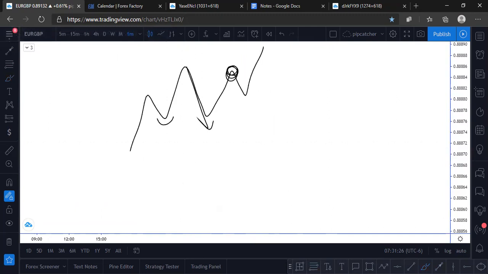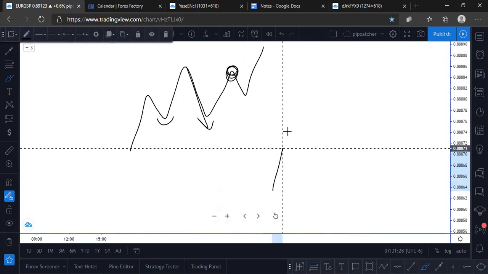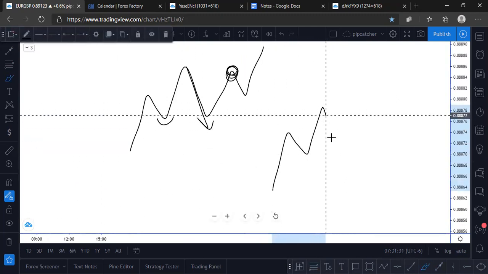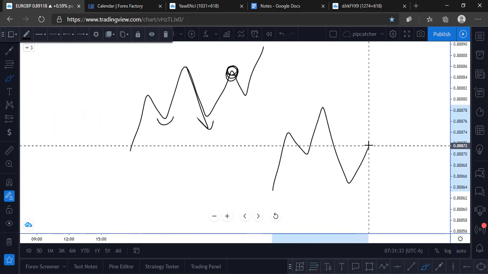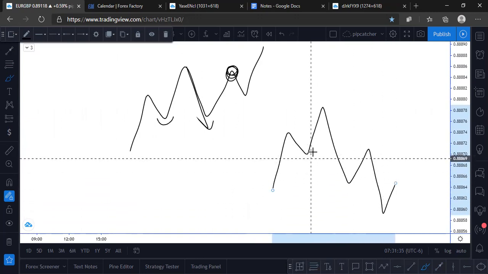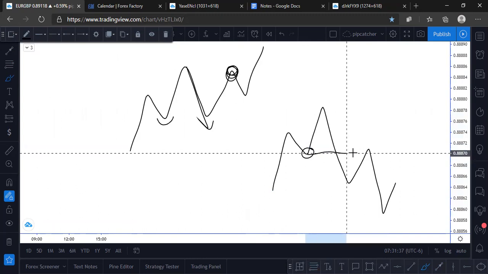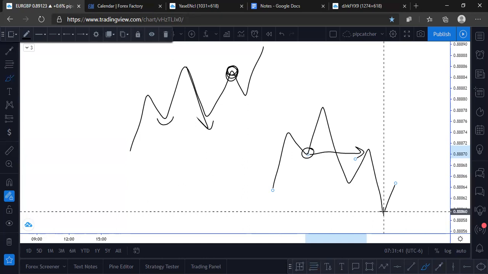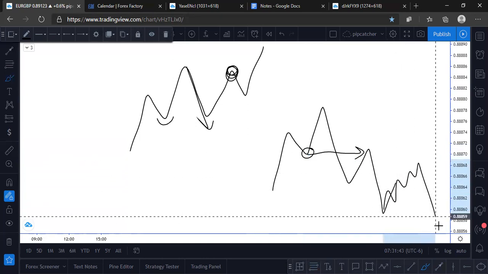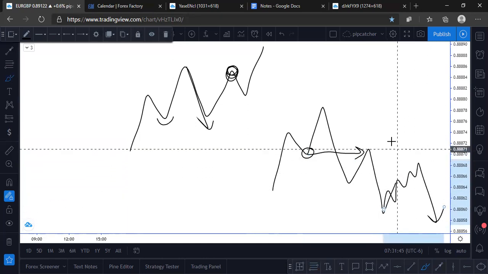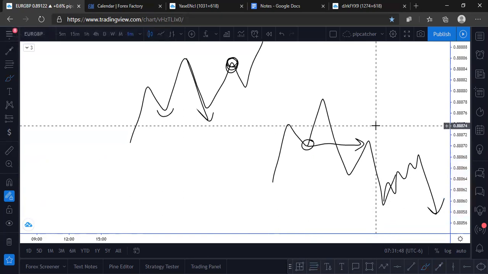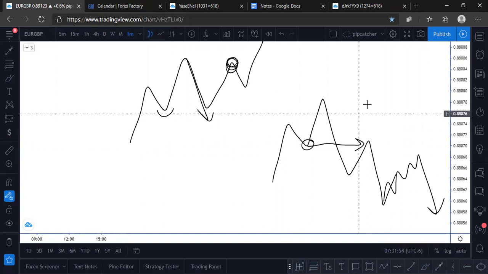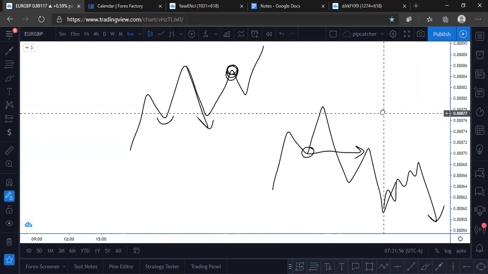So always, let's draw that again. Always look for a break in structure like this, right? And then you can catch that area right here, and then the retracement possibly to come back in that area and continue on with the direction that the market was intended to go, right? So hopefully that's all making sense.